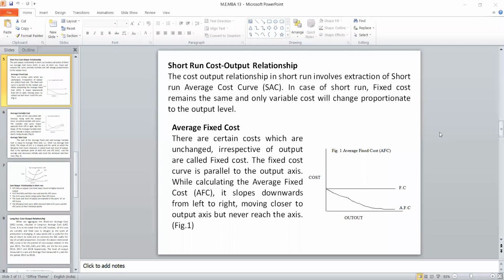When we divide this fixed cost with the output, then it will have a downward sloping curve. Right? It will try to reach the output axis, but it never touches. That is the shape of the AFC. This is in case of average fixed cost. Then one more element that we have to consider.